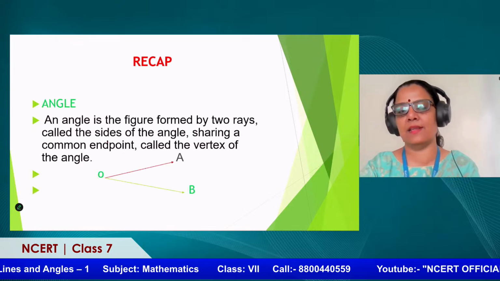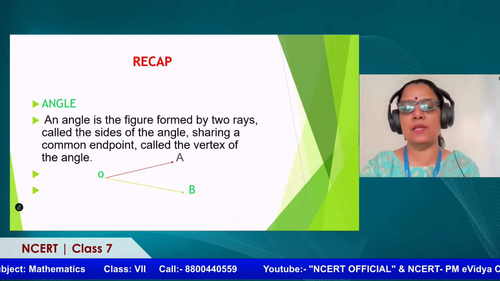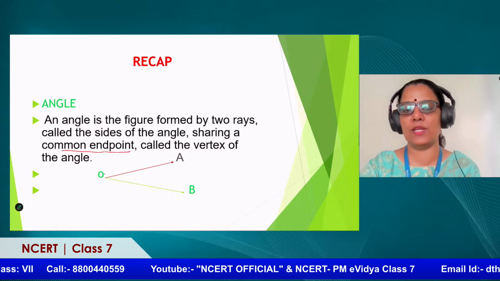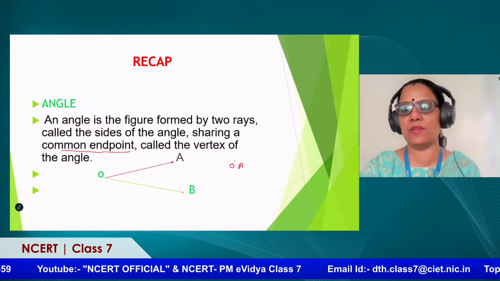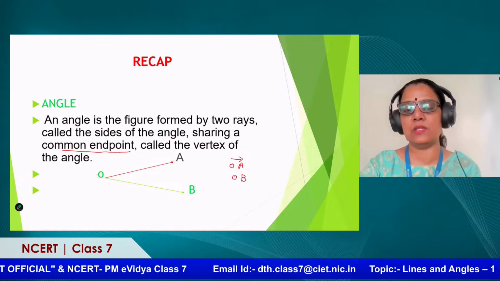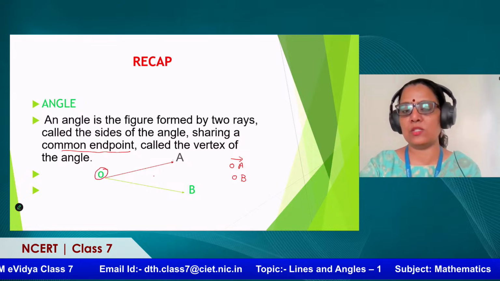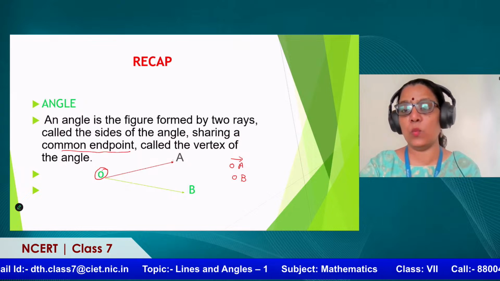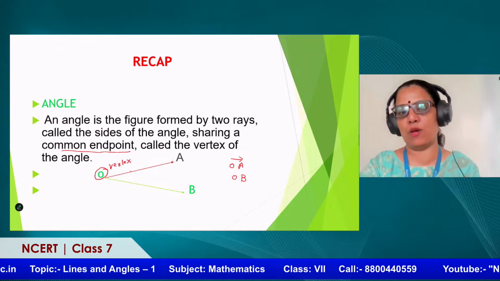Now what is an angle? An angle is the figure formed by two rays, called the sides of the angle, sharing a common endpoint. Here you will see there are two rays which I have taken, ray OA and another ray OB. OA and OB have a common point O. When these two rays join together, we get a vertex. This is where an angle is formed.